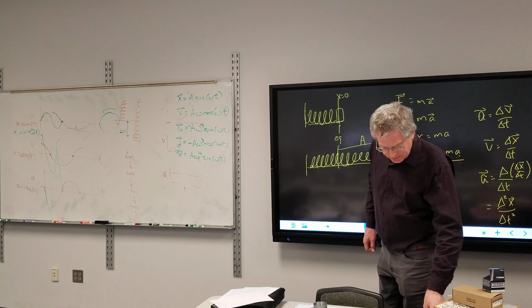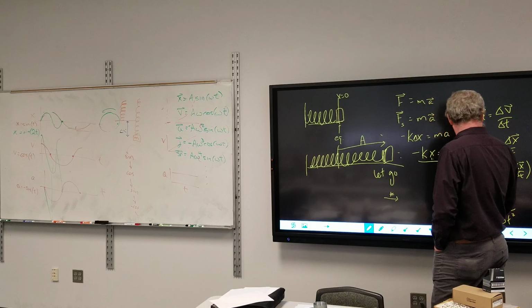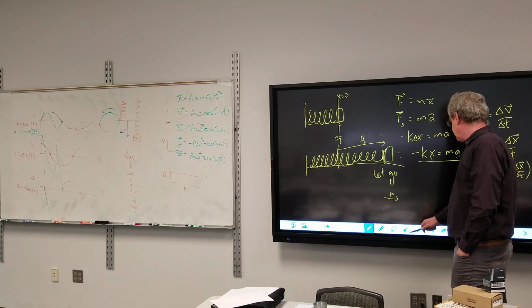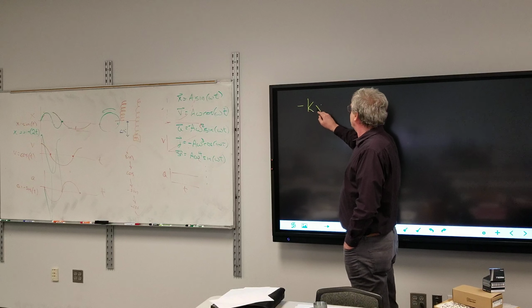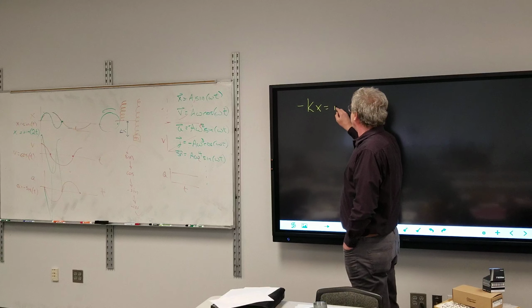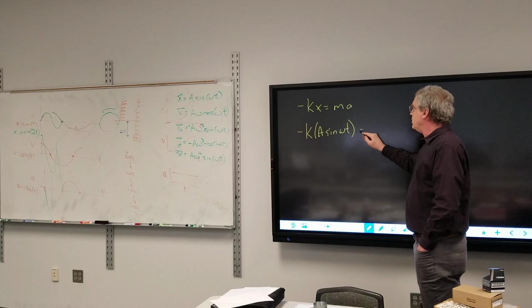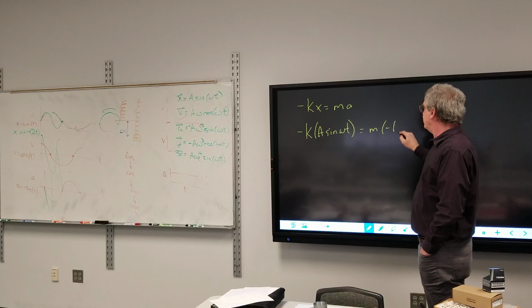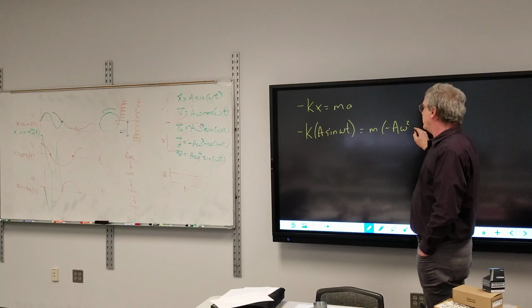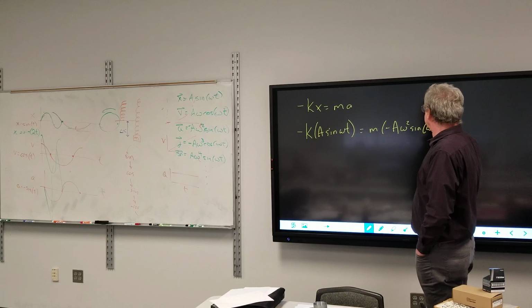Let's actually connect some of that. Let's see, I'm gonna rewrite that. Let's get a clean board. So I have negative kx is equal to mass times acceleration. Let's just assume a sine curve. So I have negative k times a sine omega t equals m times acceleration, which is negative a omega squared sine omega t.